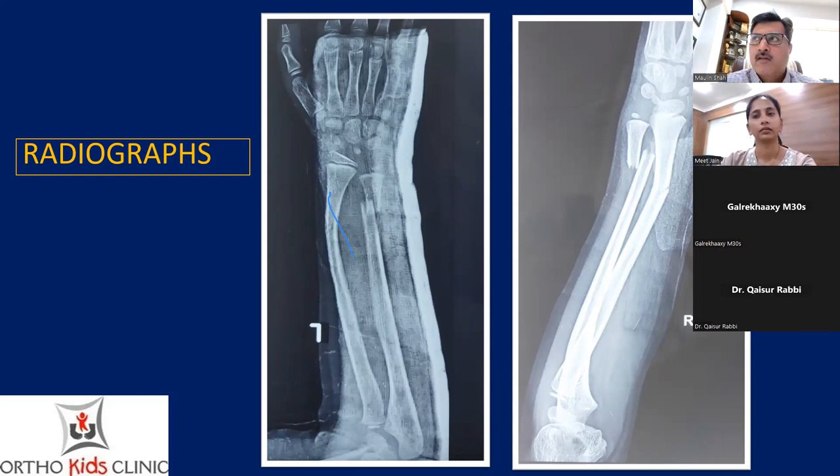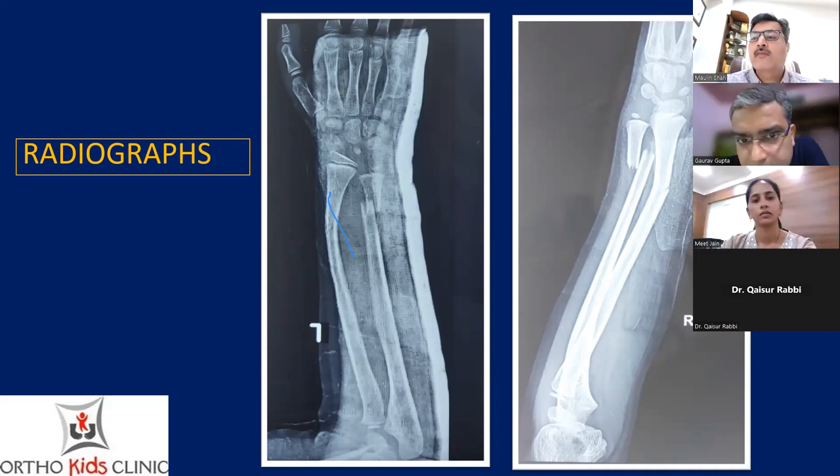Yes, sir. Looks like it's a Galeazzi variant. And how many days passed after trauma? 2 days, sir. I think we can try closed reduction once again. Radius has intact periosteum and there is some bowing. I think closed reduction can be tried. Right. So Gaurav, what do you think about this?